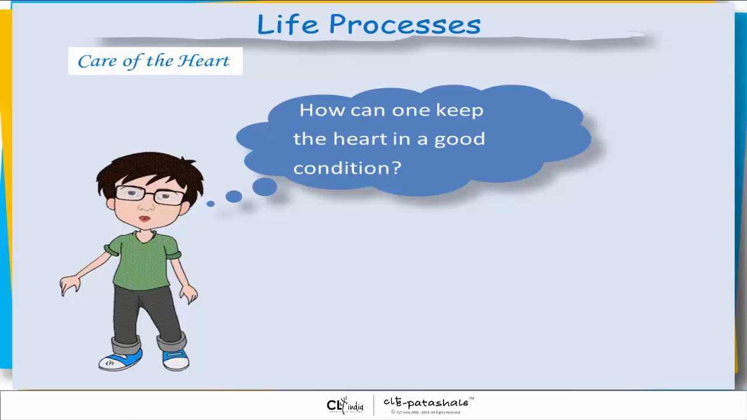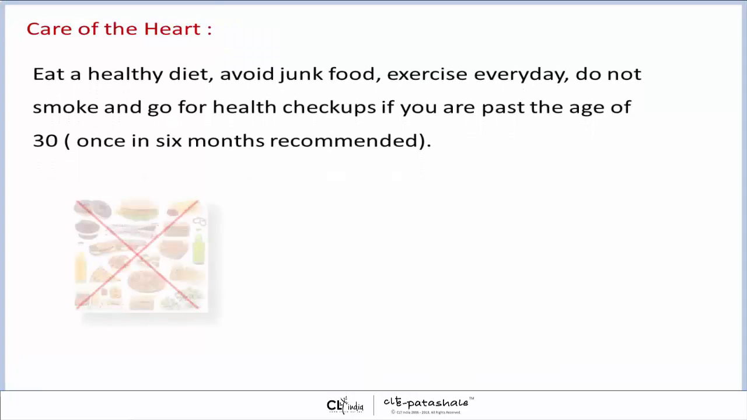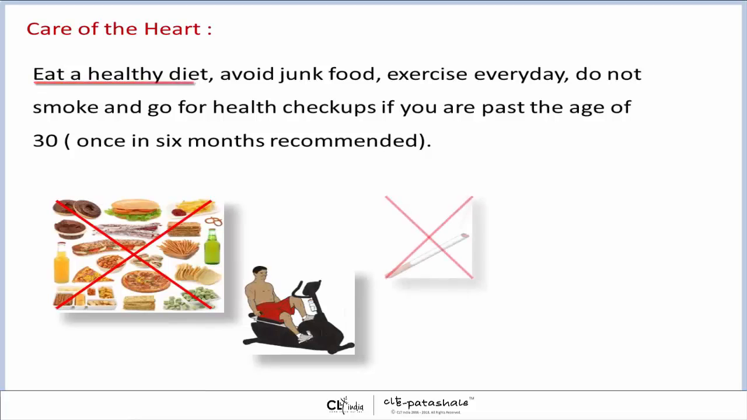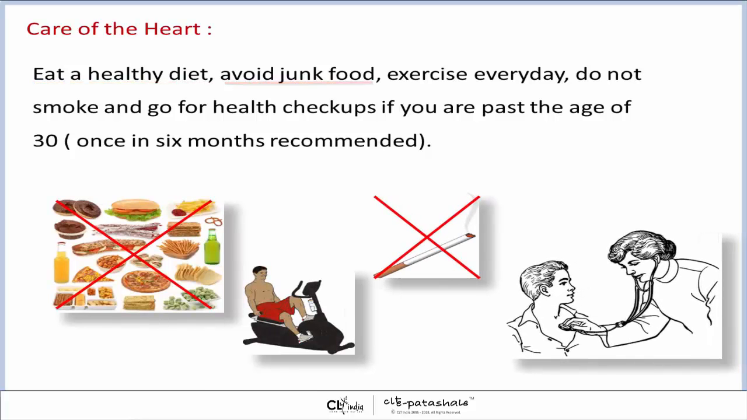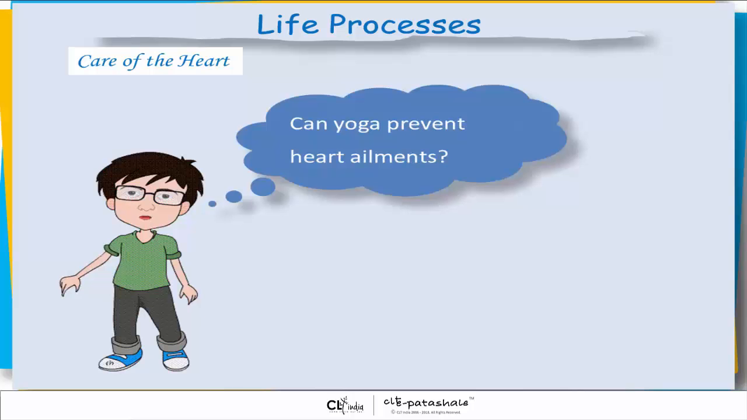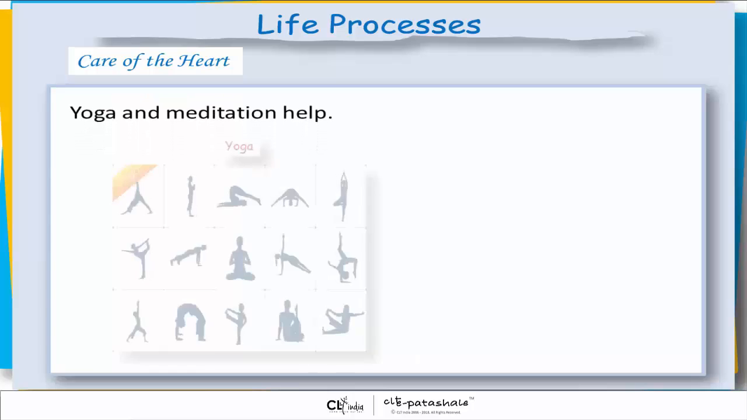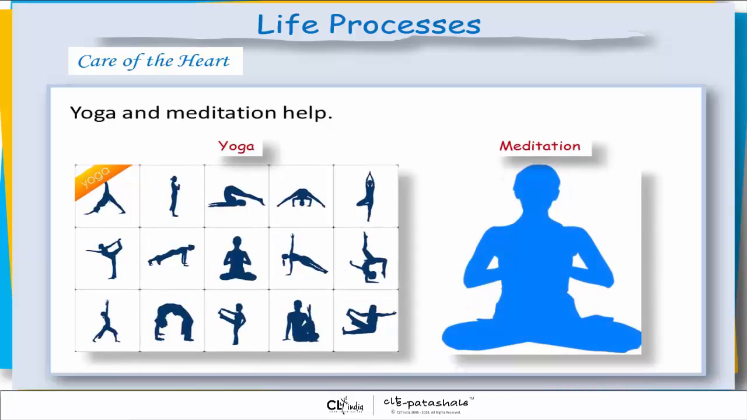Care of the heart. How can one keep the heart in a good condition? Eat a healthy diet, avoid junk food, exercise every day, do not smoke, and go for health checkups if you are past the age of 30. Once in 6 months is recommended. Can yoga prevent heart ailments? Yoga and meditation help.